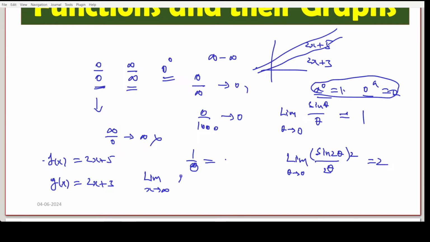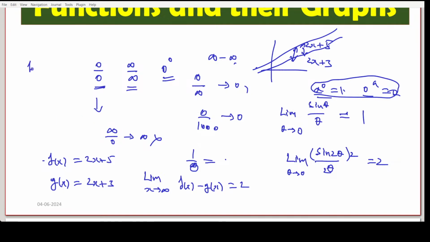But the limit as x extends to infinity of f of x minus g of x, what is that? It's actually equal to 2 only. This difference is always 2, because they are parallel lines. Now that's why it is indeterminate, because in some cases it might be 2, in some cases it might be 4, in some cases it might be infinity also.